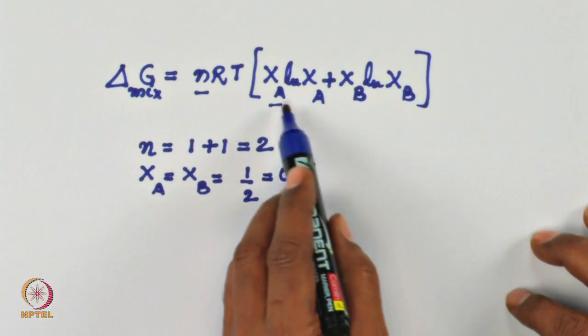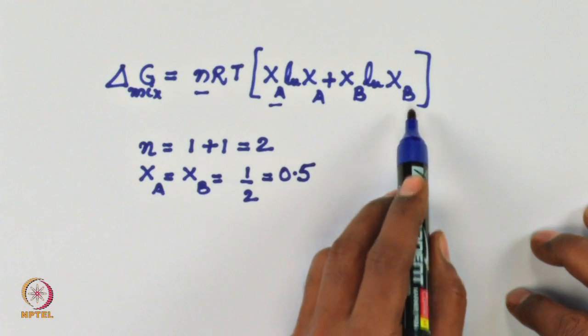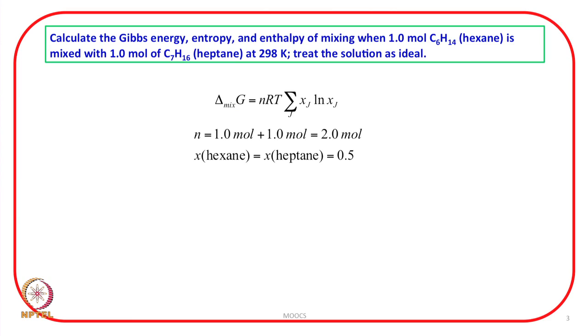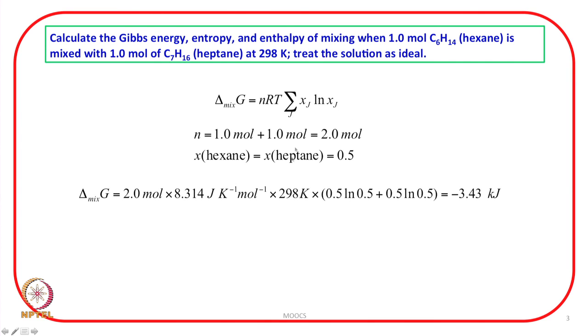And once we substitute these values equal to 0.5, we can get delta G mixing. Let us take a look at the slide. When you substitute N R T, N is 2, R is 8.314 joule per Kelvin per mole, T is 298 Kelvin, and X, as we just discussed, is 0.5 in each case. So, after substitution you get a value of minus 3.43 kilojoule.